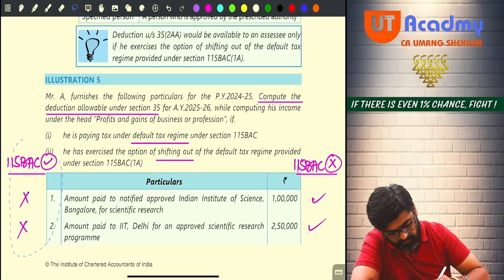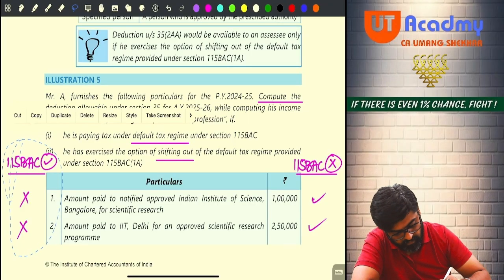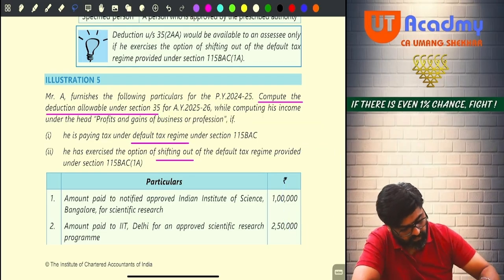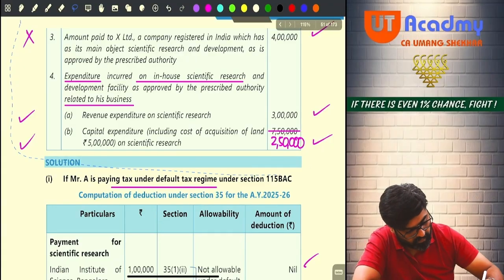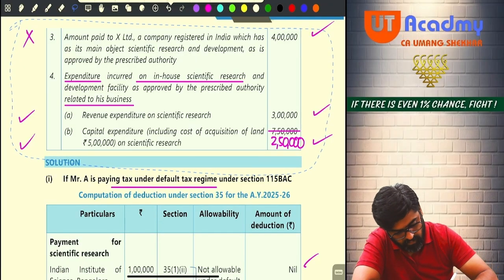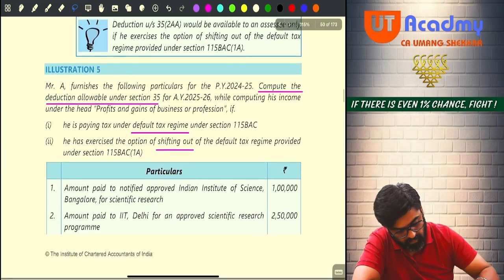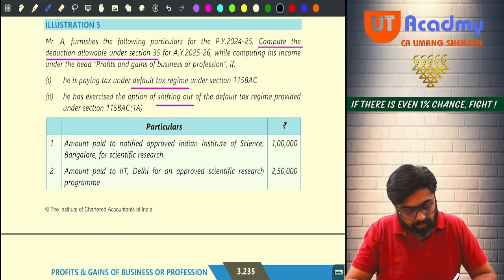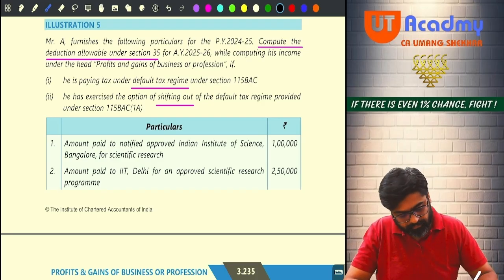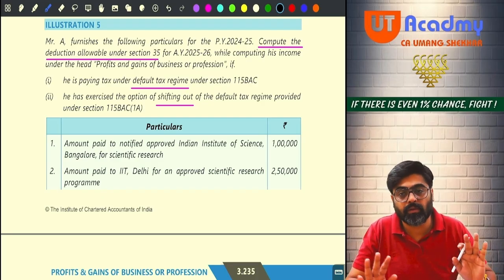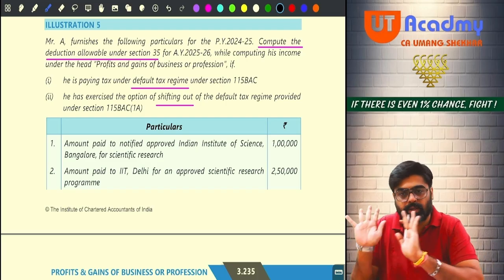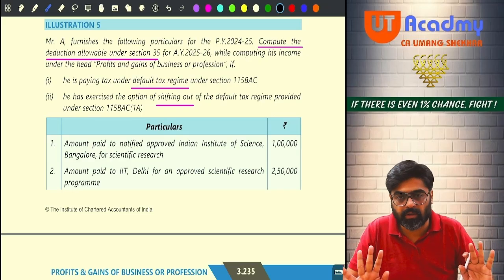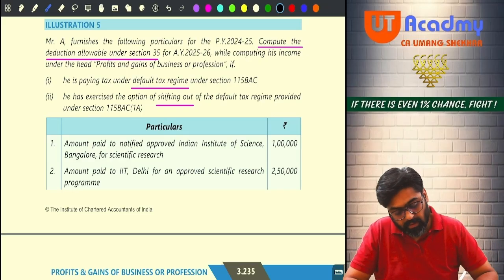Illustration number 5. Mr. A furnishes the following particulars for the previous year 24-25. Compute the deduction allowable under section 35. You are just supposed to calculate that deduction. How much amount will be allowed as a deduction from your business income under section 35. Next one.